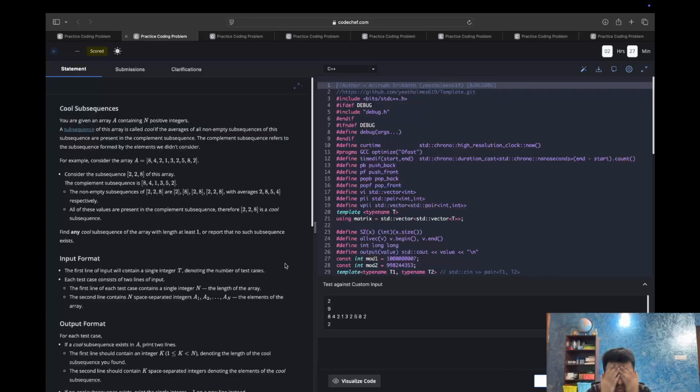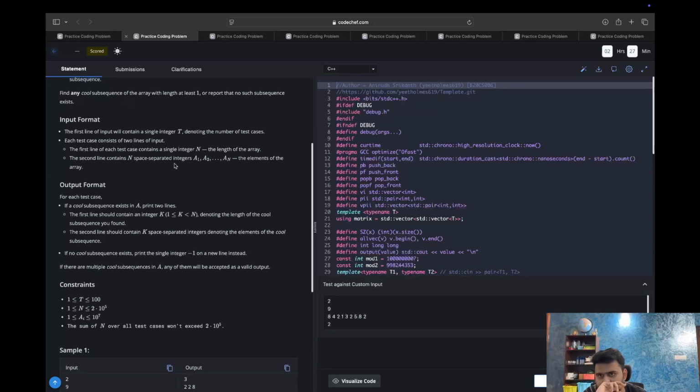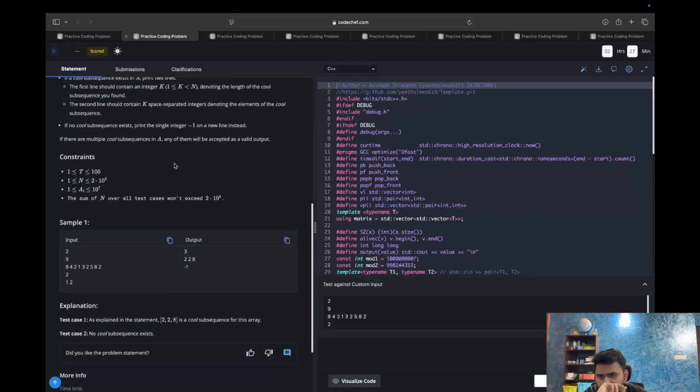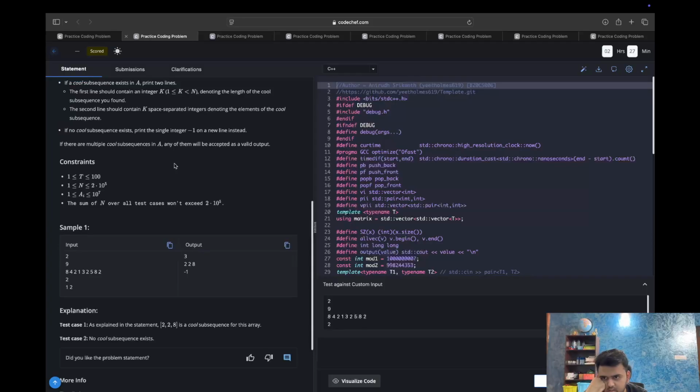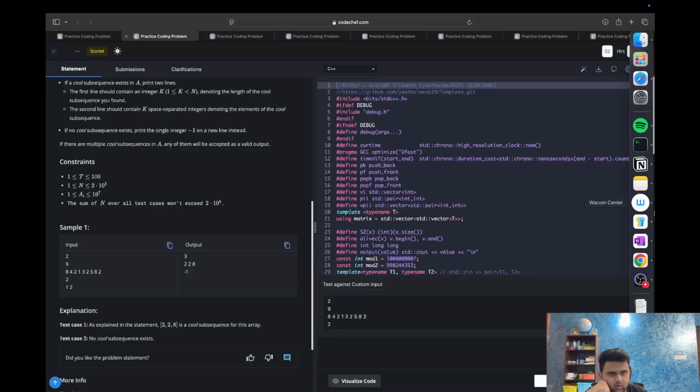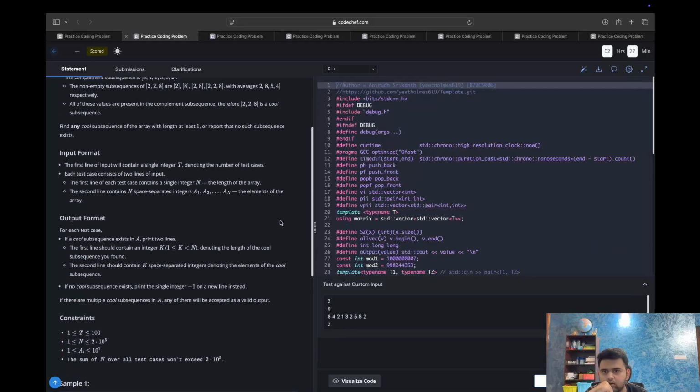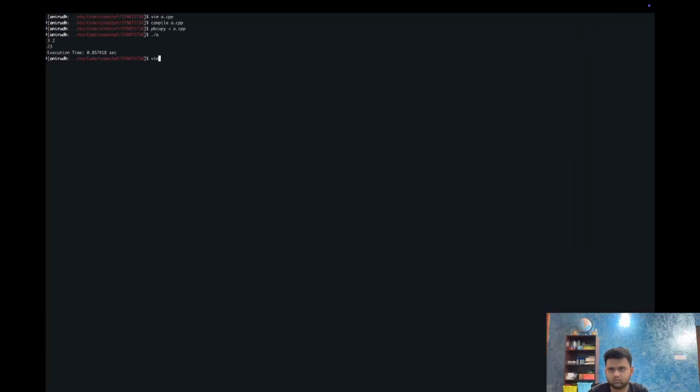It's length at least one. So if there's any duplicates, then that would be a cool subsequence. So 2 would be a cool subsequence. What if there are no duplicates? If there are no duplicates, can I assume that there's no cool subsequence? 1, 2, 3, 1, 2. Right? It's not possible.